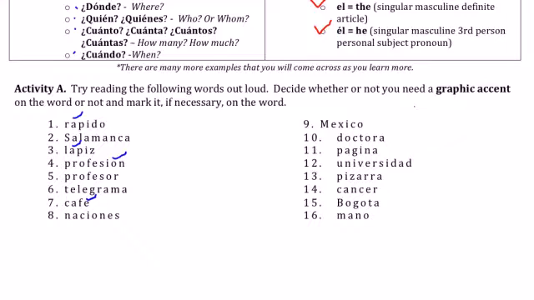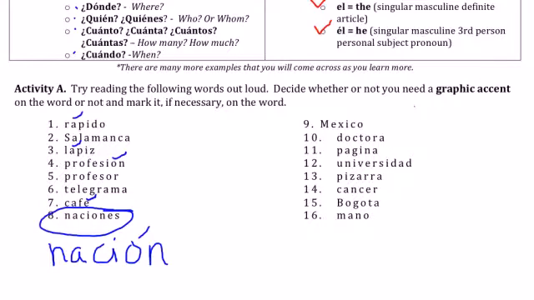Naciones does not. However, if it were in the singular form, it would. If it were nación, it would take it over the O. But since it's plural, it does not take a graphic accent. 9, México over the E. 10, doctora, no accent written. 11, página over the first A.